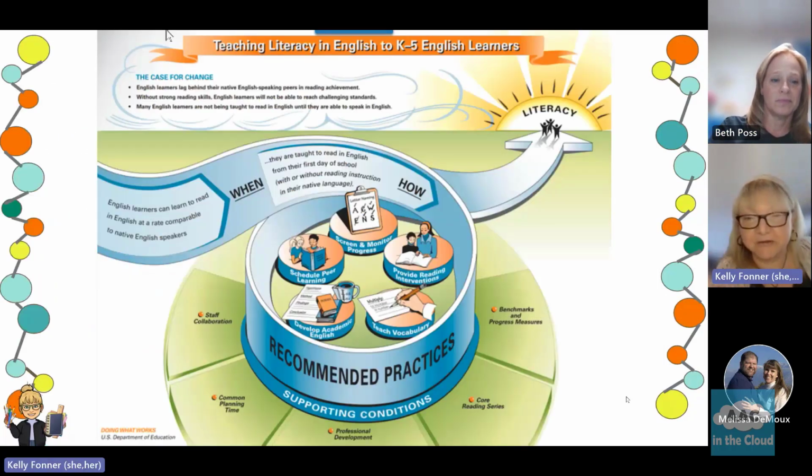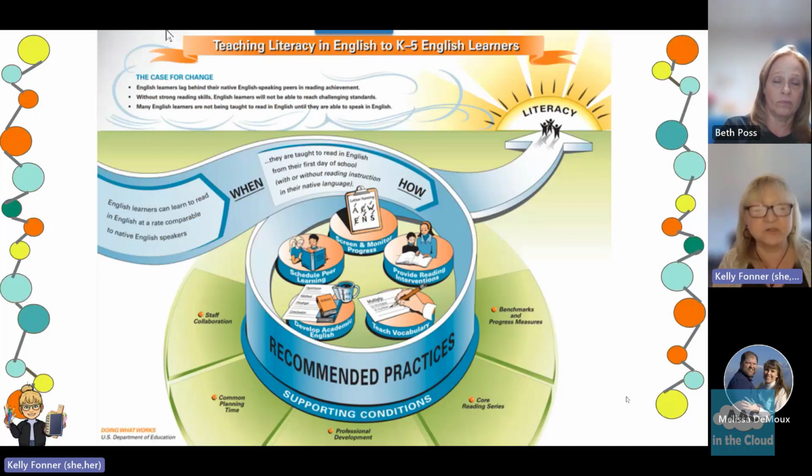I found this graphic as I was searching things on the U.S. Department of Education site. Even though it specifically speaks to English language learners, I think there are connected principles between English language learners and augmentative communication language learners. I really love the way it pulled together this idea of when do we do things, and then the how: we provide specific reading interventions, we're teaching vocabulary, we're developing their vocabulary within academics, we're doing peer learning. All of these are things that we've been talking about.